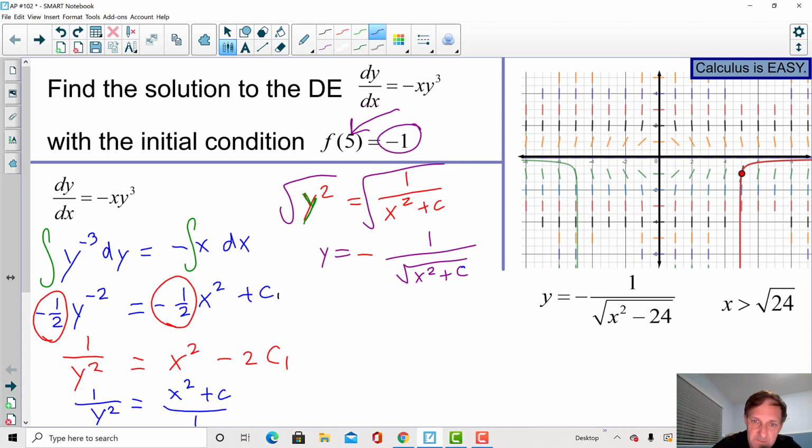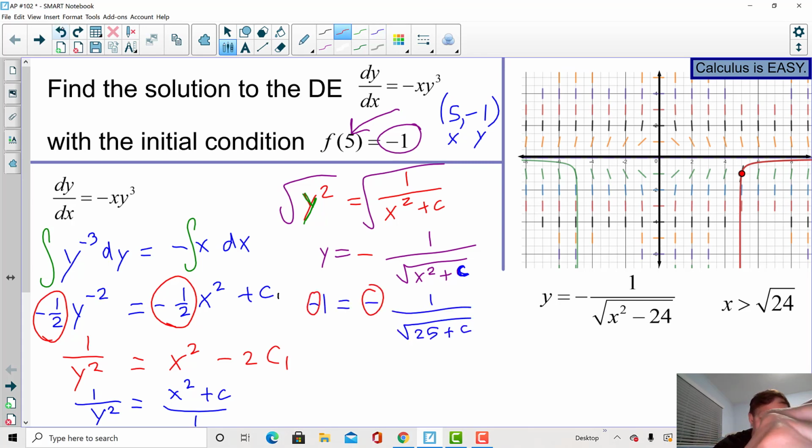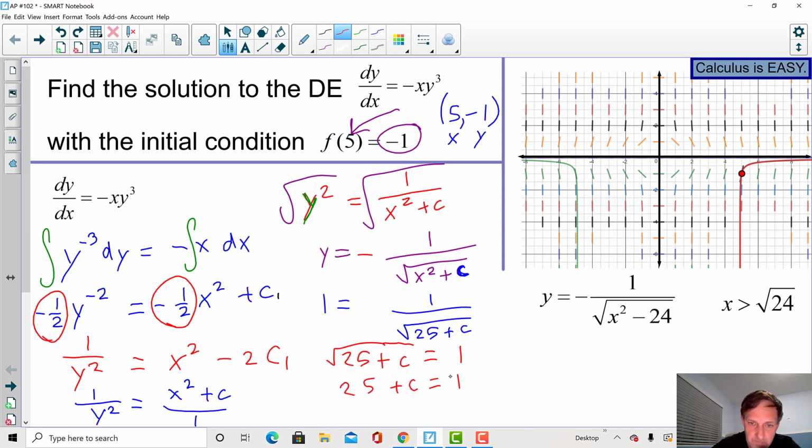Now we just need to solve for the c over here. Again, we're going to use our point, which is 5, -1. So when x is 5, y is -1. We can plug that in. Because there's a negative on both sides, I'm going to multiply both sides by -1. Then I'm going to multiply both sides by the square root that we see on the bottom. Then I'm going to square both sides. And then I'm going to subtract 25 from both sides. So I'm basically done. This is my final answer right here.